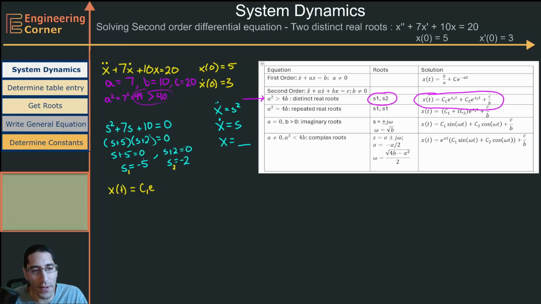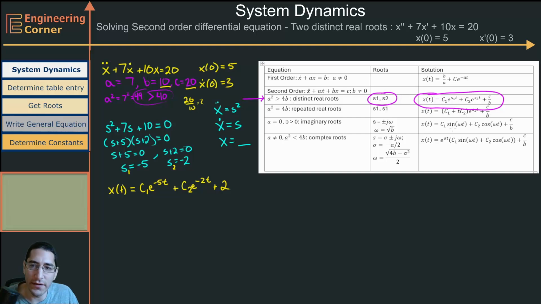It doesn't matter. So S1 is going to be minus 5, so minus 5t plus C2 times e to the minus 2t plus c over b. What is c over b? C is 20, b is 10. 20 divided by 10 is equal to 2, so plus 2. Now, this is my general form of the solution.